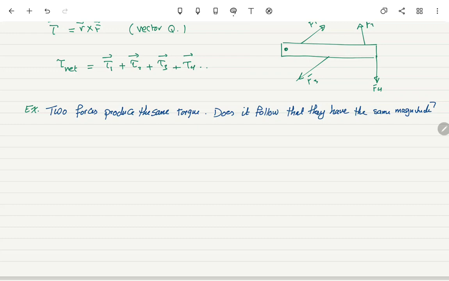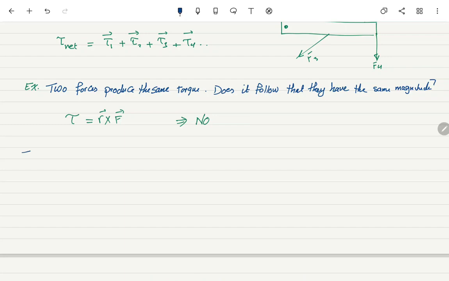Example: two forces produce the same torque. Does it follow that they have the same magnitude? Since the torque is defined as R cross F, in other words, it's the product of the force times the distance, two different forces that act at different distances could still have the same torque. So to answer this, no, it doesn't follow that they have the same magnitude.